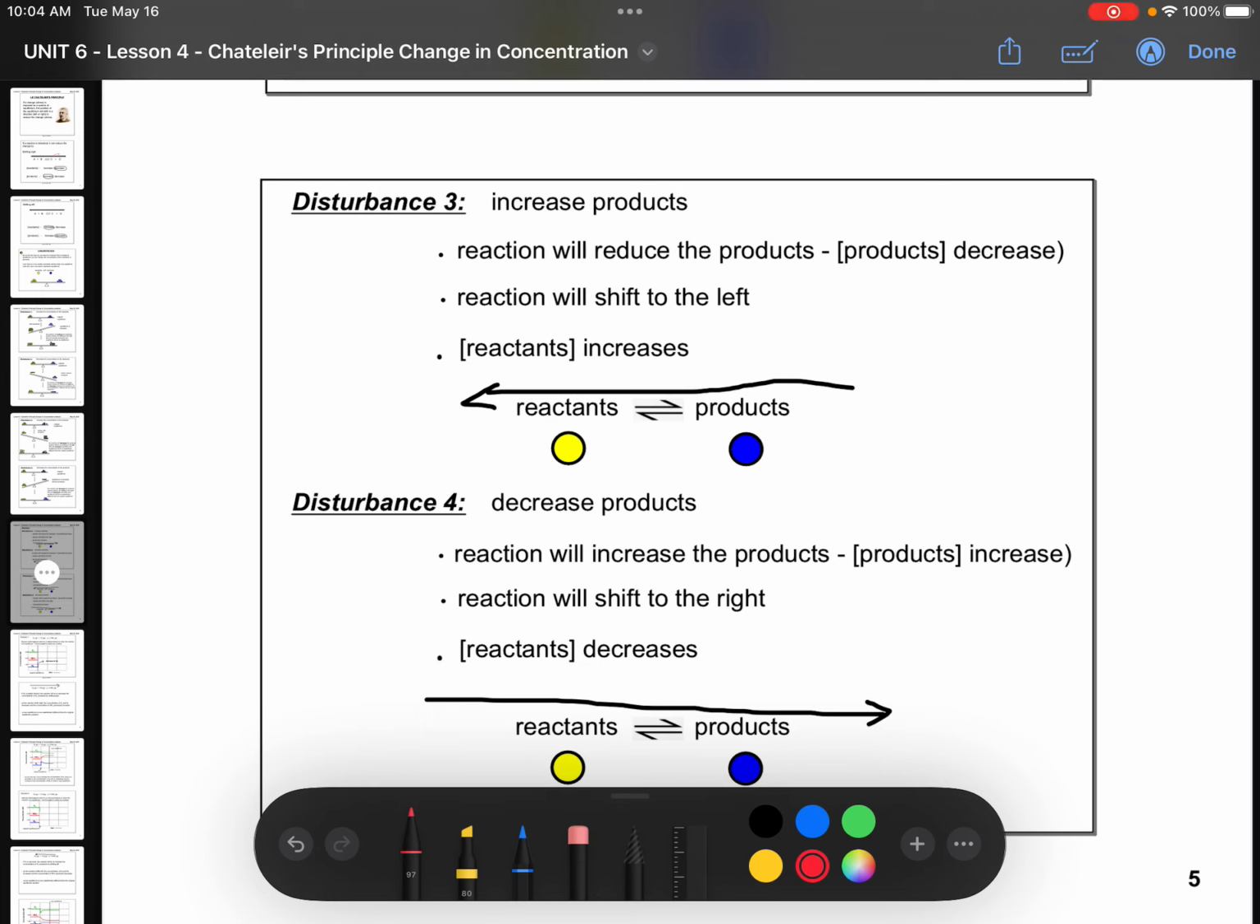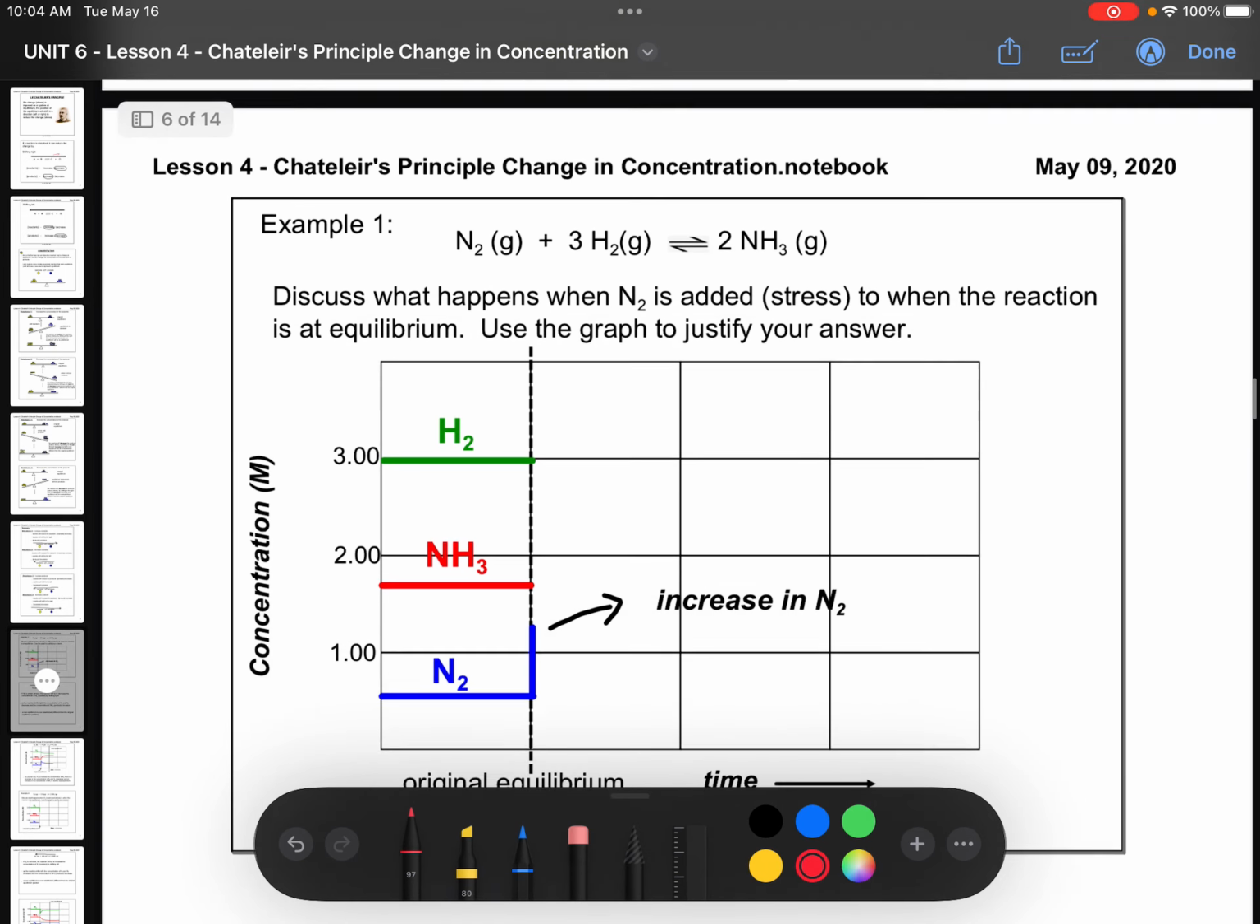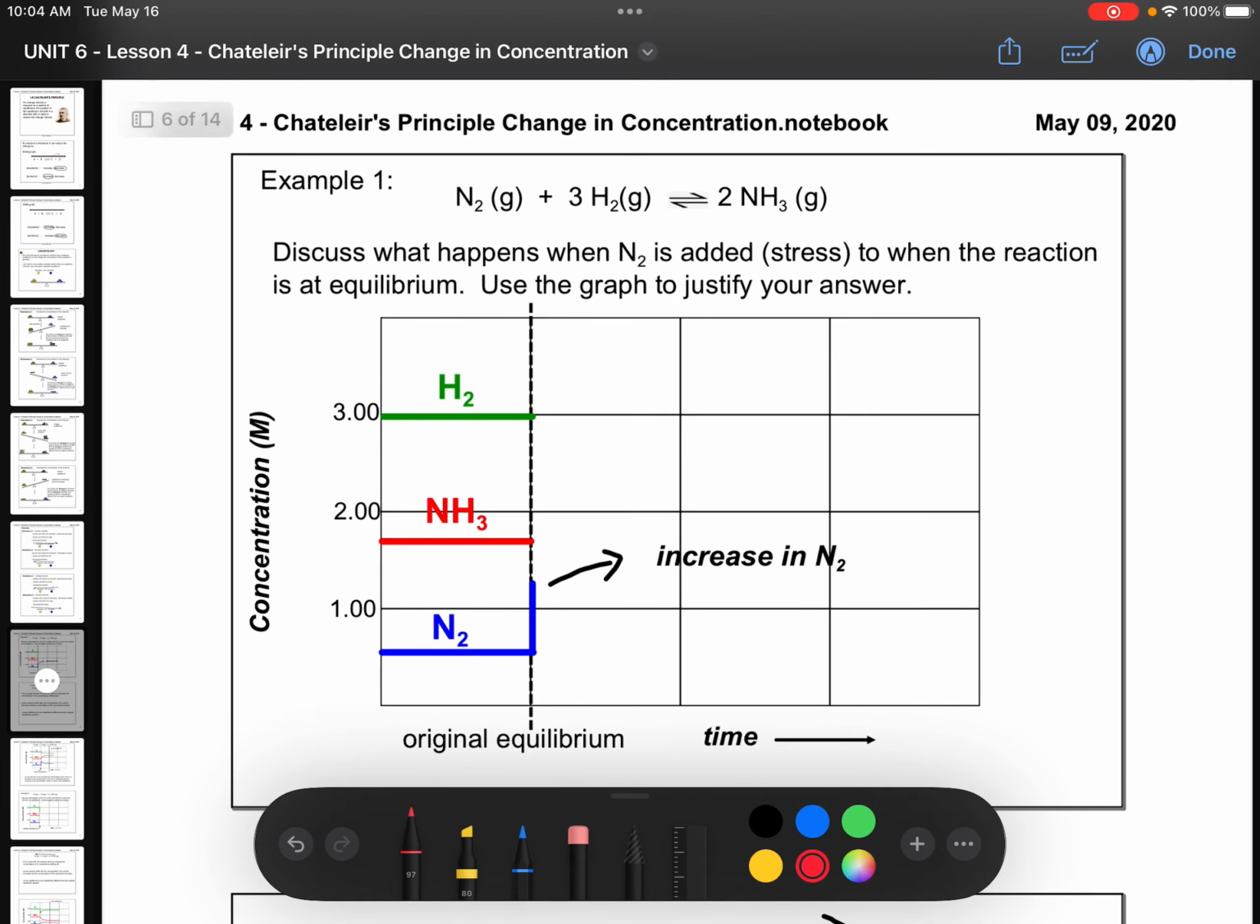The third and fourth are focused on products. So we have an increase in products. That means the reaction is going to shift left to increase our reactants. And then disturbance 4 is a decrease in products, so we shift to the right in order to have a decrease in our reactants. So let's look at some examples.